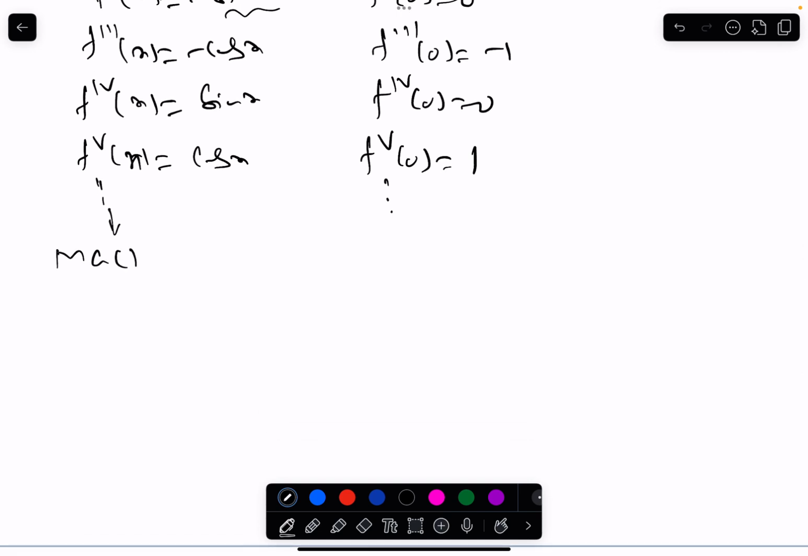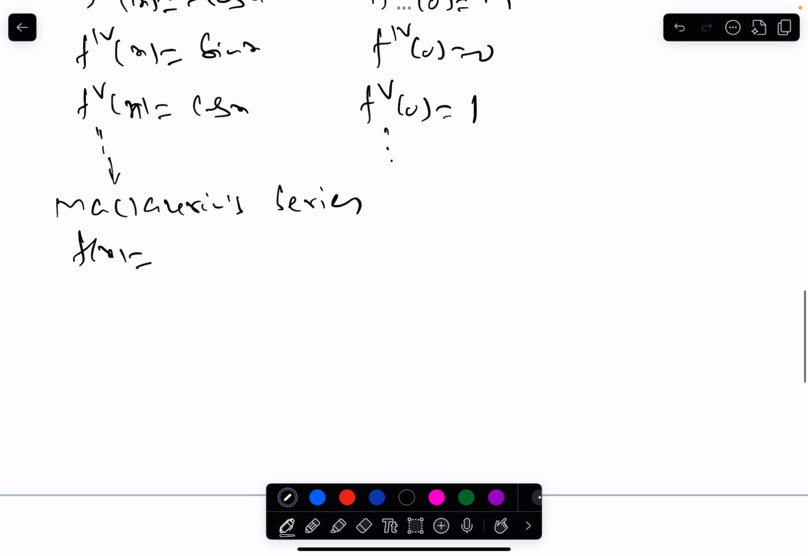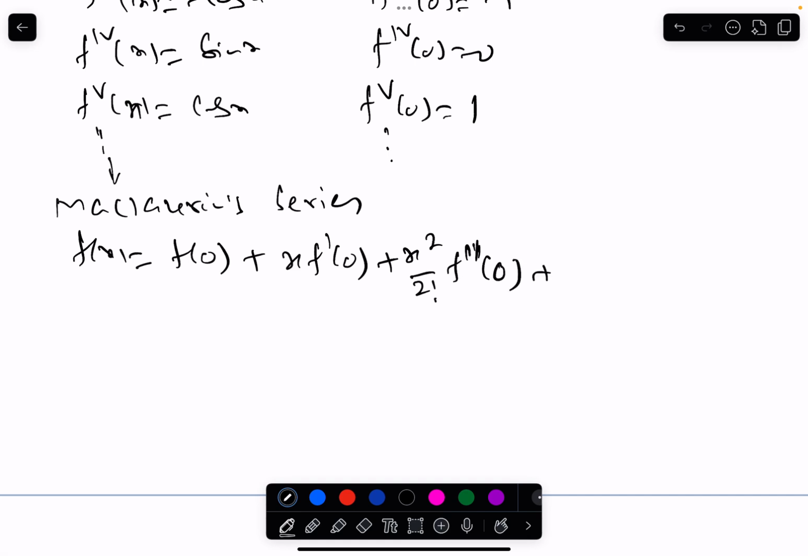So Maclaurin series is f(x) is equal to f at 0 plus x f'(0), plus x square by factorial 2 f second derivative at 0, plus x cube by factorial 3 f third derivative at 0, and so on.